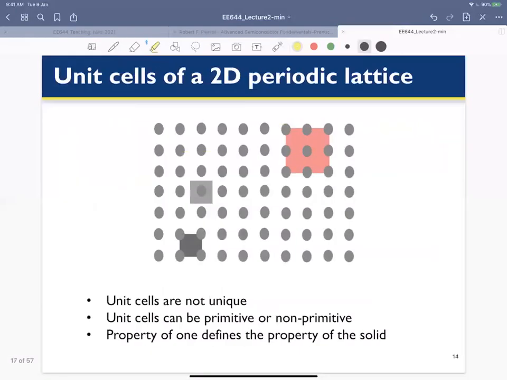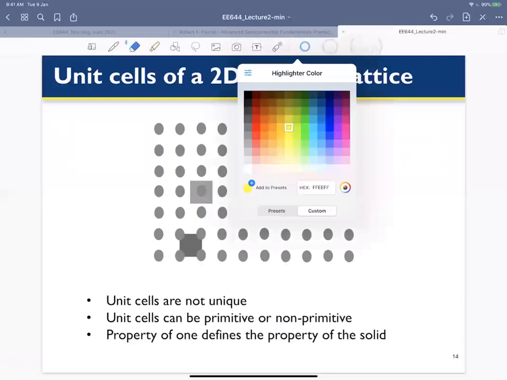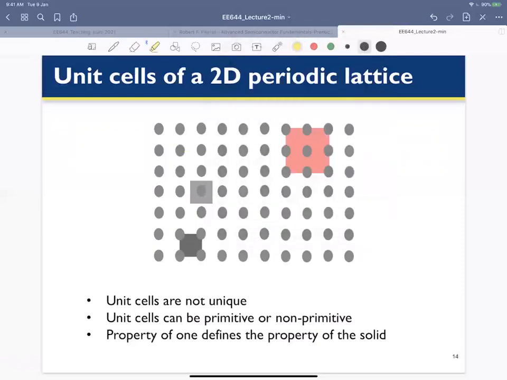Right. So for example, here this is a 2D lattice, right? And the unit cell, you could have different unit cells, right? So basically this part here can be a unit cell. You could take this unit cell here with an atom inside, and repeat it in the x and y direction, and you will get the 2D material, right?